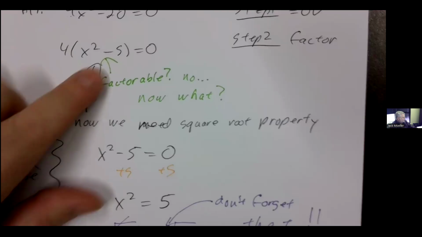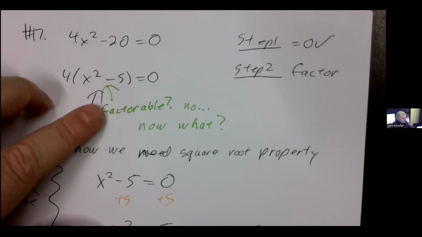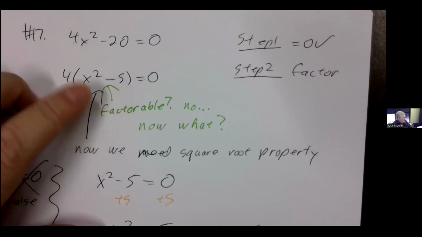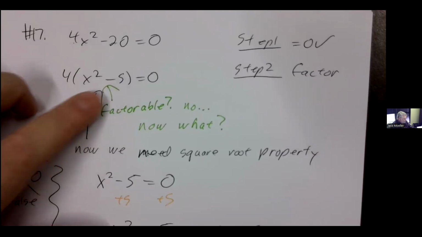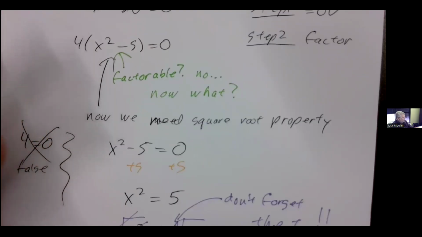In a way, I asked if this is a difference of squares, not whole numbers, but if you think about it, square root of 5 times square root of 5 is square root of 25, which is 5. So the difference of squares would technically work. We're just not used to thinking about it.